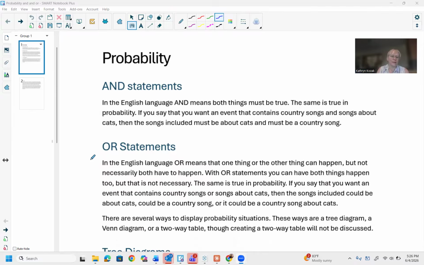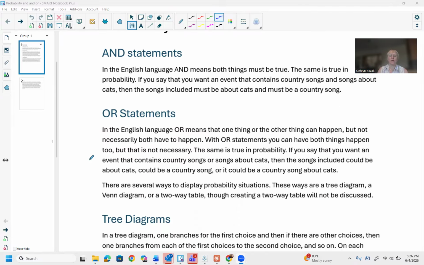Or statements in the English language, or means that one thing or the other thing can happen, but not necessarily both have to happen. With or statements, you can have both things happen too, but that is not necessary. The same is true in probability. If you say you want an event that contains country songs or songs about cats, then the songs included can be about cats, could be a country song, or could be a country song about cats.